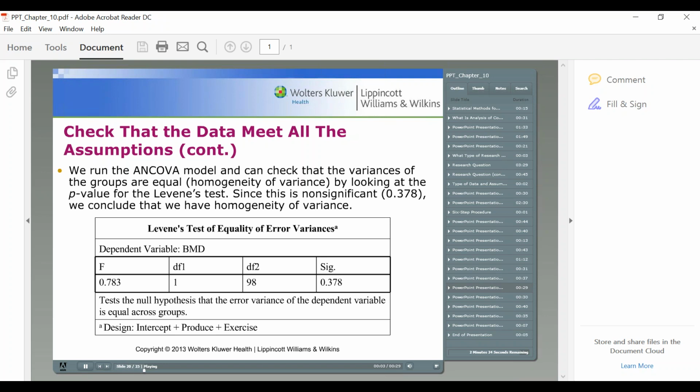Okay, so the next assumption, we want to check the variances between all the groups. And again, we always want this to be non-significant, assuming that there is equal variances between those groups. Okay, so this is a Levene's statistic, and we want it to be non-significant. Okay, and then it always gives you the little highlight down at the bottom, tests null hypothesis that the error variance of the dependent variable is equal across all groups.